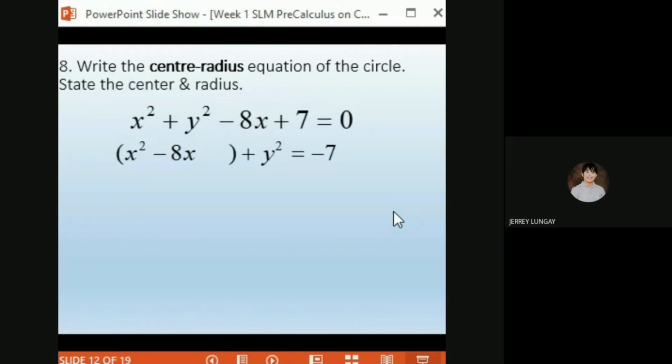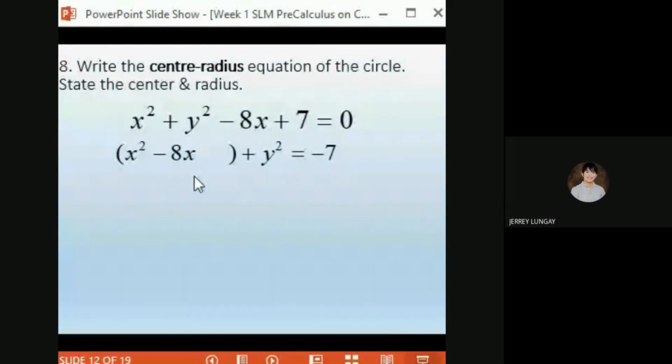In completing the square, class, the basic rule is one half of b. But who is b, class? Everyone in grade 8 knows already what the b there is. It is the numerical coefficient. Okay, very good, Grace. That is negative 8, not 8. Take note that 8 is way different from negative 8. Our b there is negative 8.